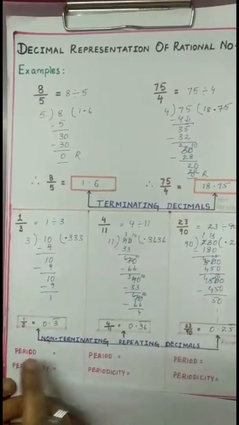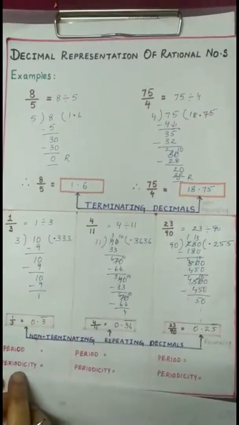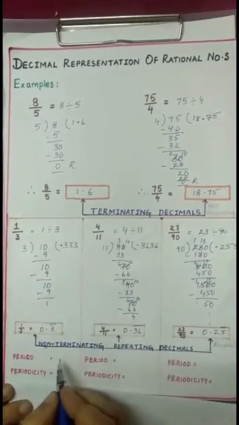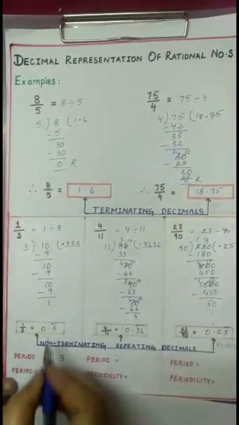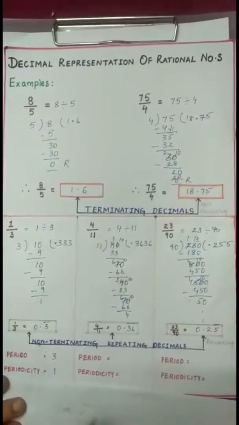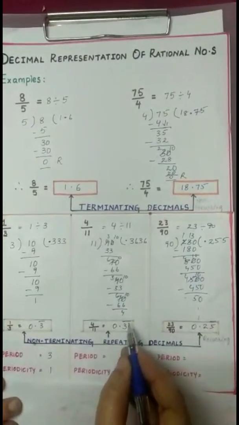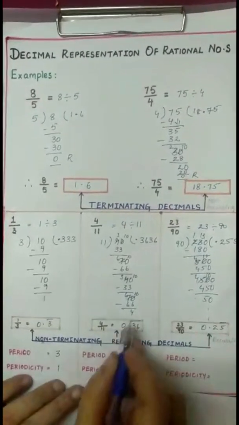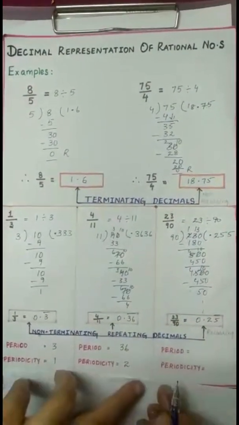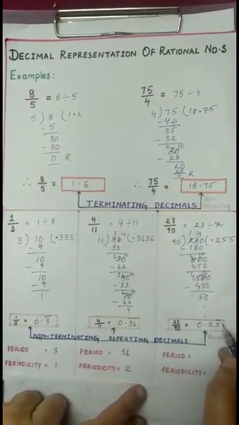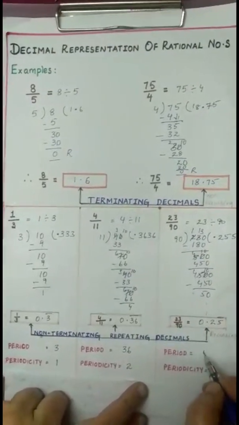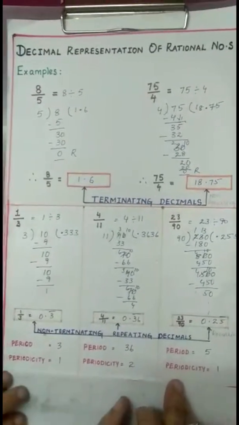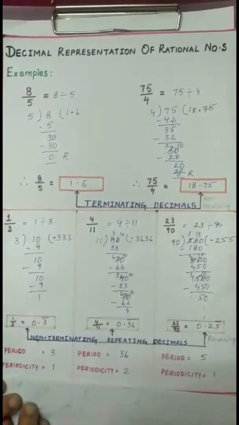Now one more important concept here, period and periodicity. Period means the digits under the bar, and periodicity means the number of digits under the bar. Now in the first case, the digit under the bar is 3, so we write 3 as the period. We have only one digit, so periodicity is 1. In the second case, the digits under the bar are 3, 6, so 3, 6 is the period. As we have two digits, periodicity is 2. Now in the third one, we have 5 under the bar, so 5 is the period. We have only one digit, 5, so periodicity is 1.